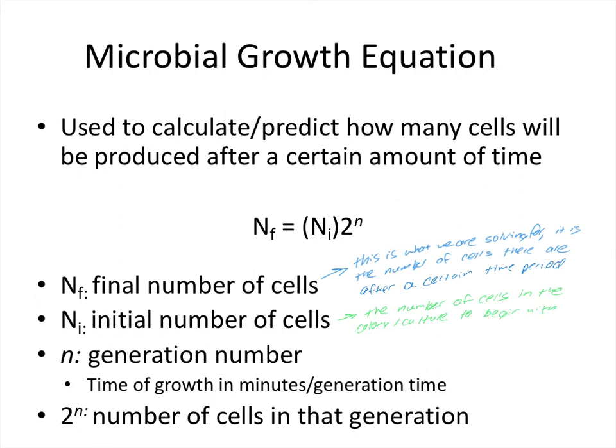So Ni is the initial number of cells. That's the number of cells that we start with in a colony or a culture, and I will give you that. Little n equals the generation number, and we find that value by taking the time of growth in minutes, whether that is 30 minutes, 60 minutes, 90 minutes, 120 minutes, and dividing it by what's called the generation time. The generation time is the amount of time it takes for binary fission to happen.